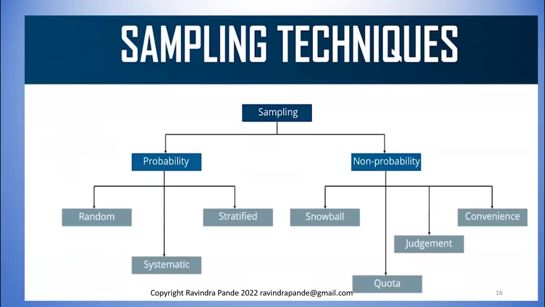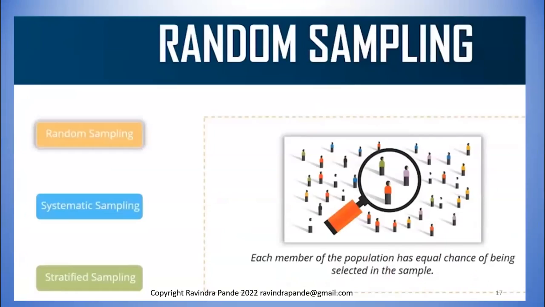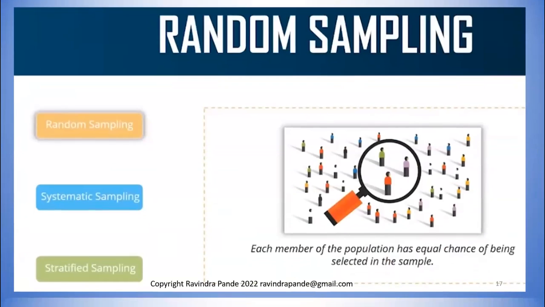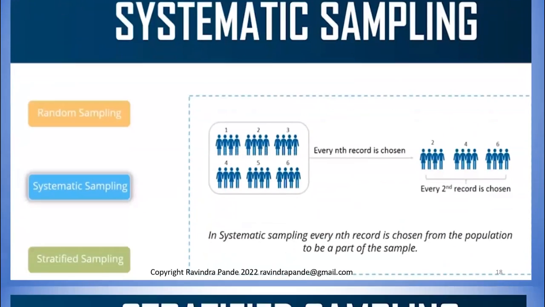Okay. Then there are various techniques in sampling. We talked about probability techniques and non-probability techniques. We have random, stratified, systematic. Then we have snowball, convenience, judgment, and quota. These are different types of sampling we normally apply for different types of solution giving, right? And we try to review these samplings one after the other.